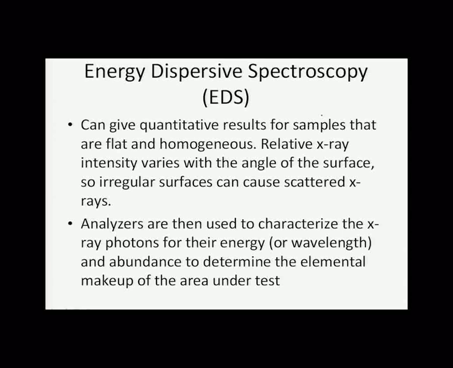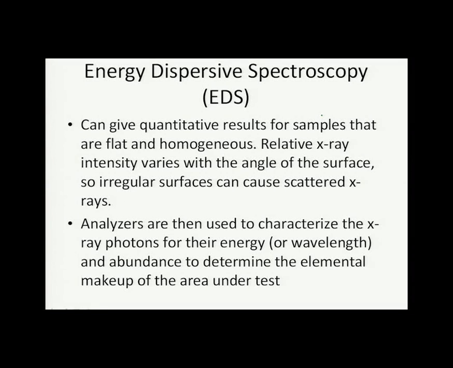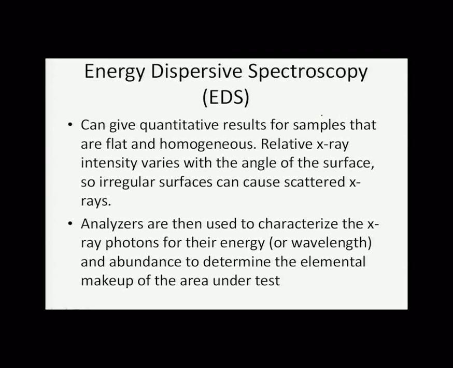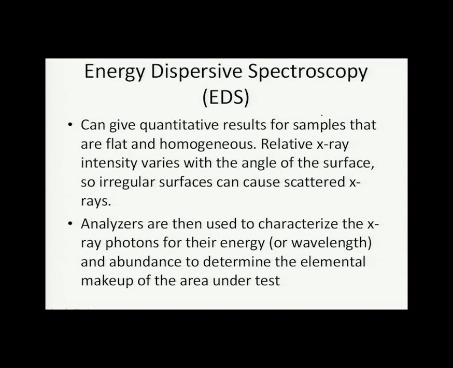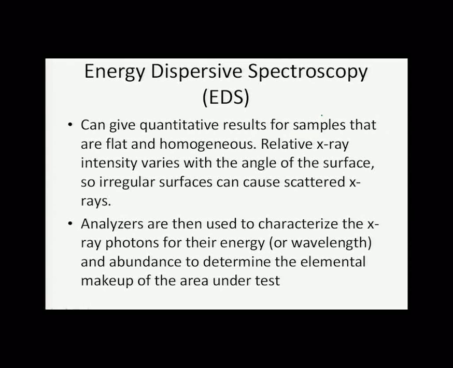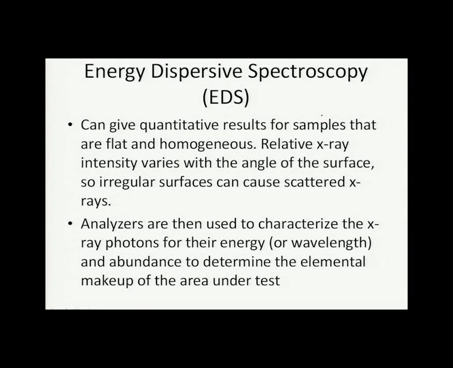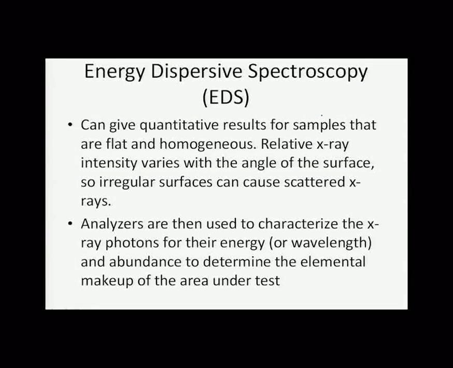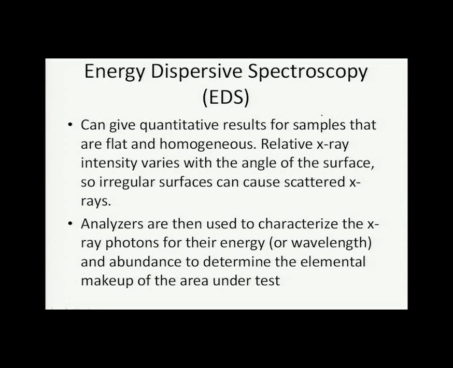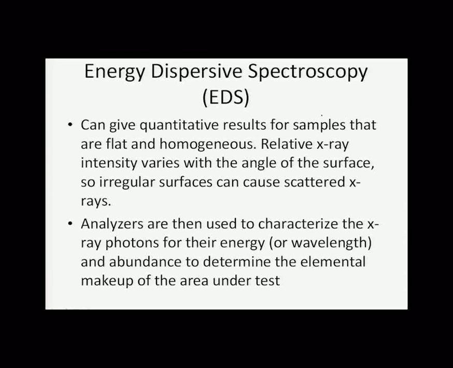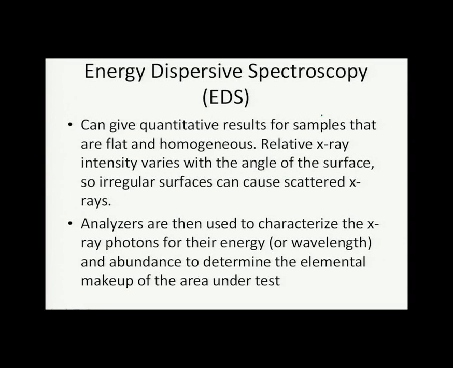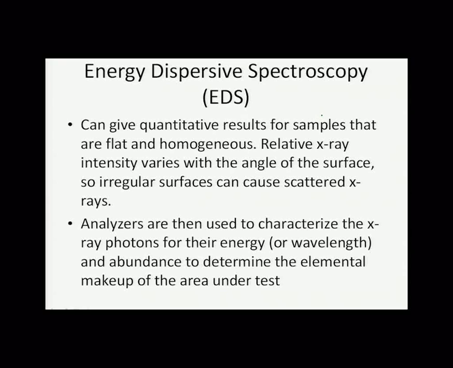But the relative X-ray intensity will also vary with the angle of the surface, so irregular surfaces can cause scattered X-rays. Analyzers are used to characterize the X-ray photons for their energy or wavelength and abundance to determine the elemental makeup of the area under test. In other words, when you're using EDS for analysis, you're not only getting the type of elements present in your sample, but you're also calculating abundance to determine some type of compositional ratio of one element compared to another in your sample.